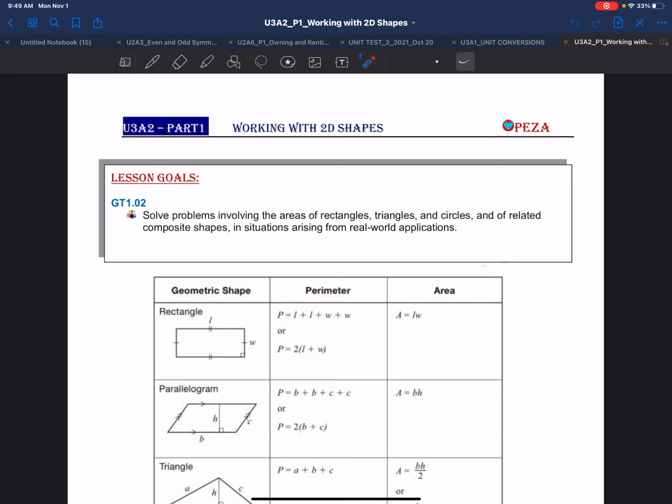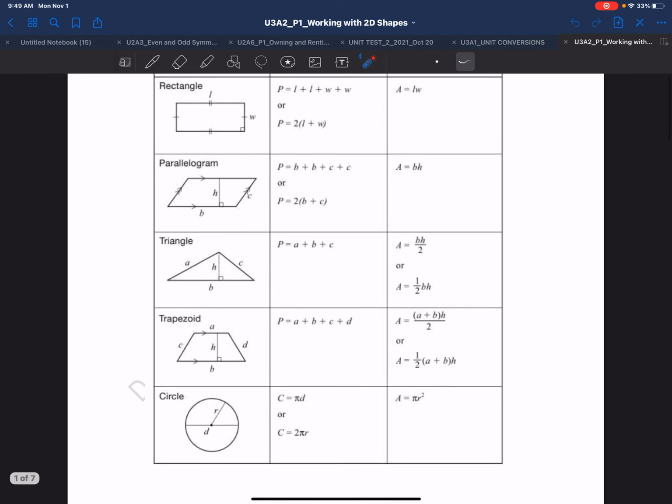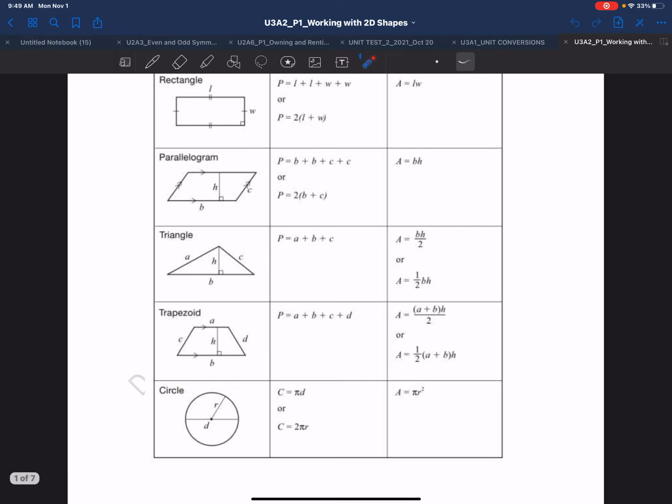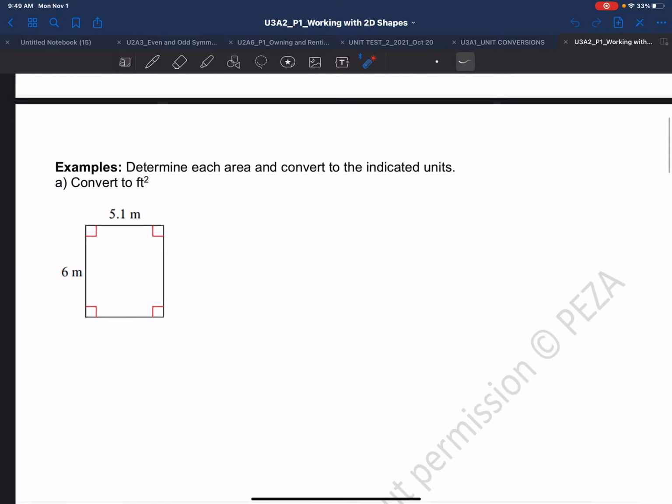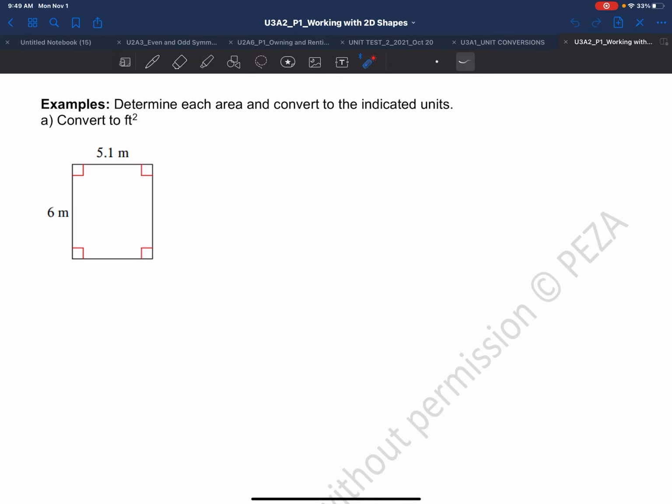So here we have a chart that actually summarizes all the formulas for various geometric shapes. We're going to look at geometric shapes and combinations of them, or as we call them, composite shapes. So we're going to start with the first example. We have to convert the area of this geometric shape into feet squared.